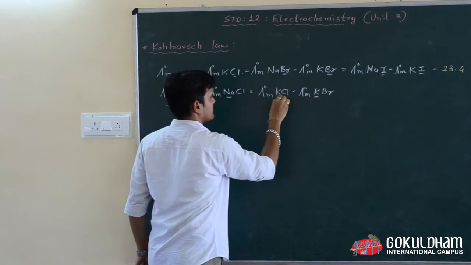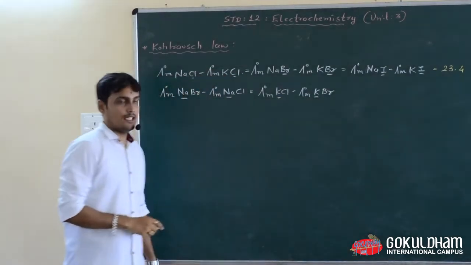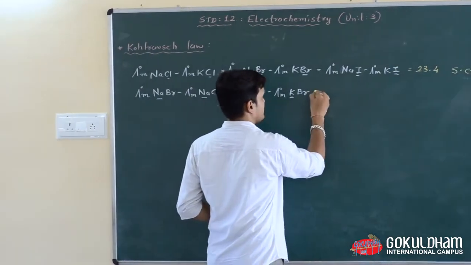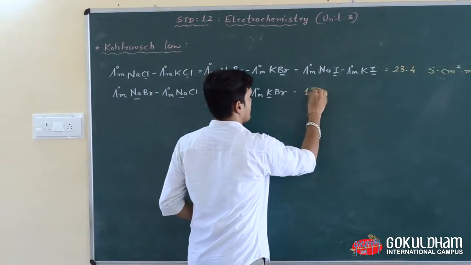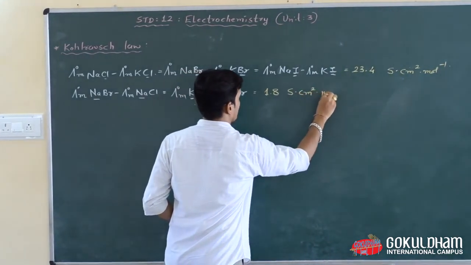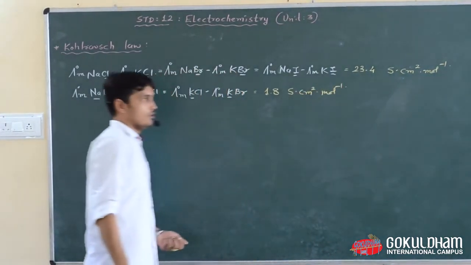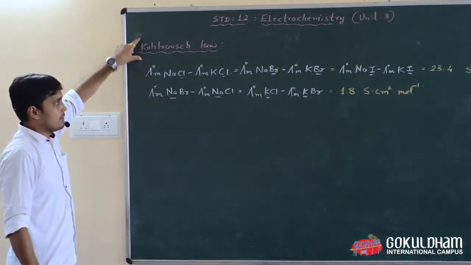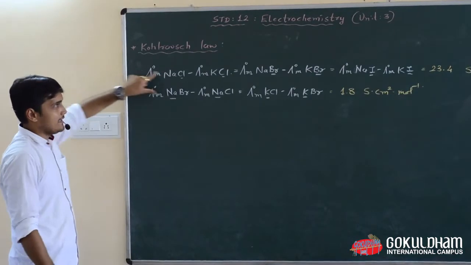In another case, the potassium K is common. Then Kohlrausch gets the same result as the negative ion, 1.8 Siemens centimeter square per mole. Then Kohlrausch gives the common equation for any electrolyte.